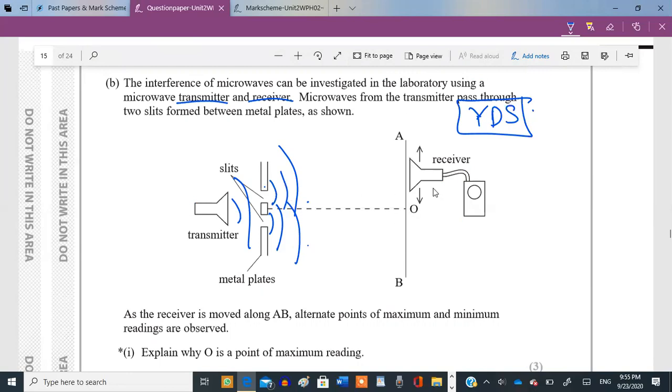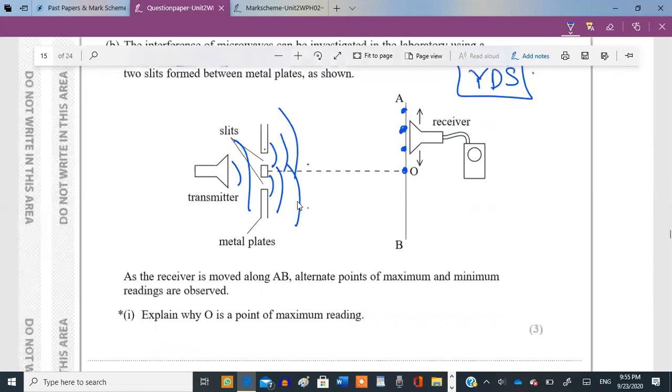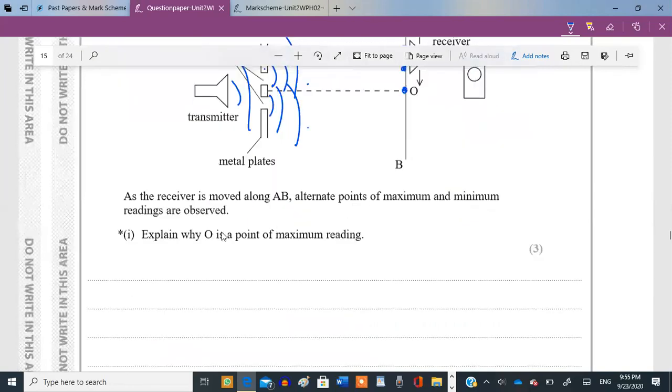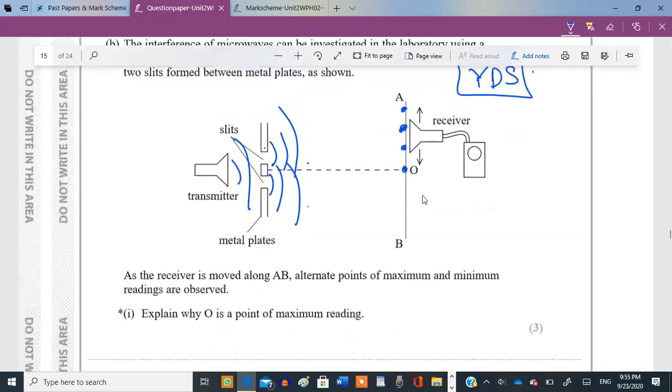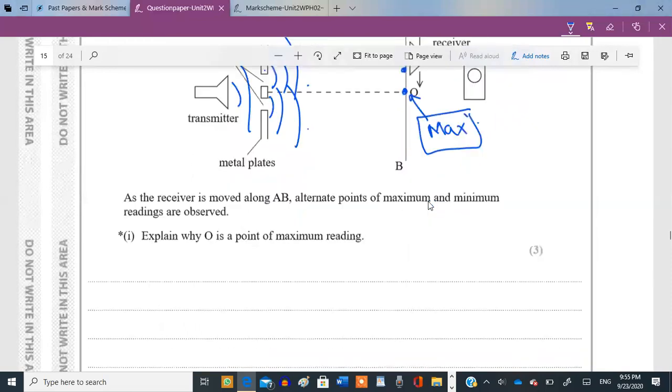So as a result, what would happen? Constructive and destructive interference would happen, and you'll get maxima and minima across this length. Now, alternating points of maxima and minima are observed. Explain why O is a point of maximum reading. Why is this O a point of maximum reading? You have to just explain why a maxima is formed. So start out from the basics.